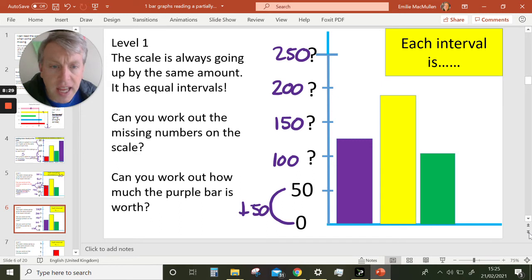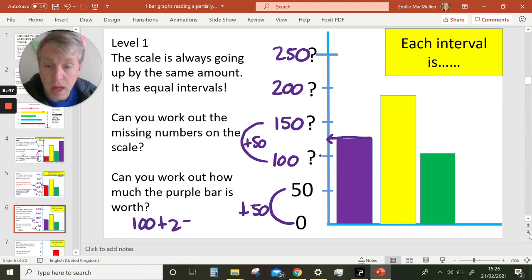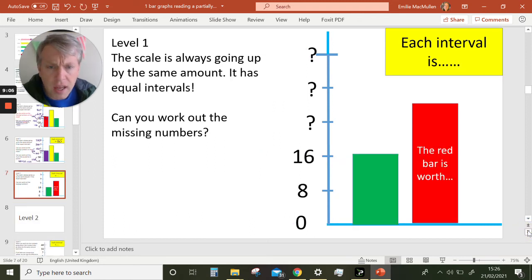If we look and see how much the purple bar is, well, we go across the purple bar, halfway between 100 and 150. Well, remember, it's a jump of 50 altogether. Half of 50 is 25. So we'd do 100, add 25, it's 125. But the important thing that we need to do here is work out the interval each time. Each interval is 50.